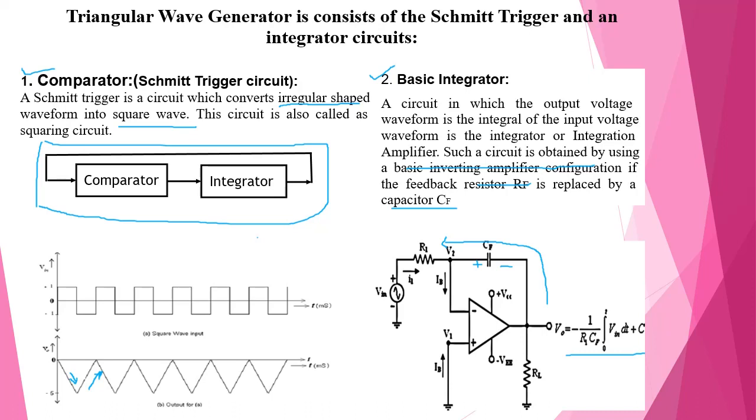The triangular wave generator consists of a comparator and an integrator. Let us understand what the comparator is. I already discussed the comparator in the previous video class, along with the explanation of the Schmitt trigger circuit and its definition. Once again, I repeat: it converts an irregular shape waveform to a square wave. That is the comparator, using a positive comparator with positive feedback.